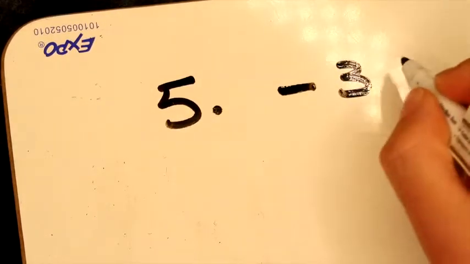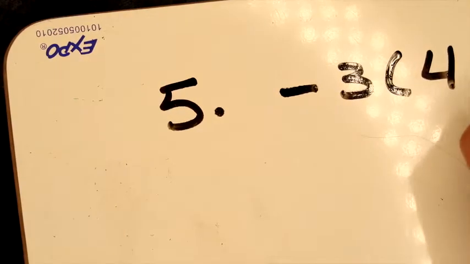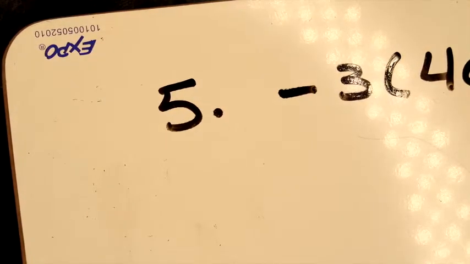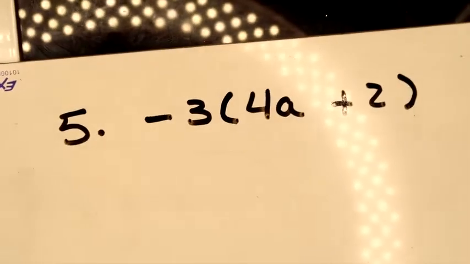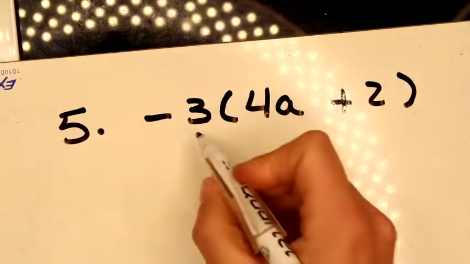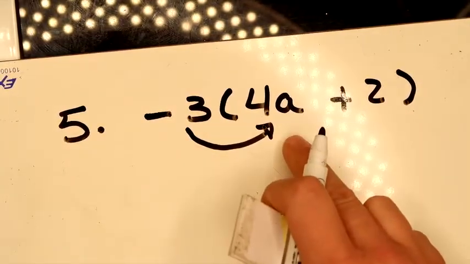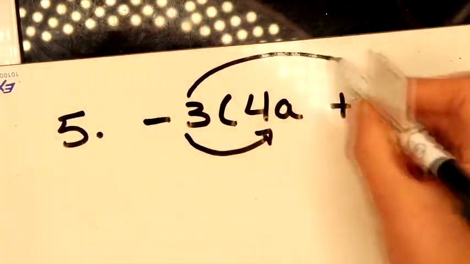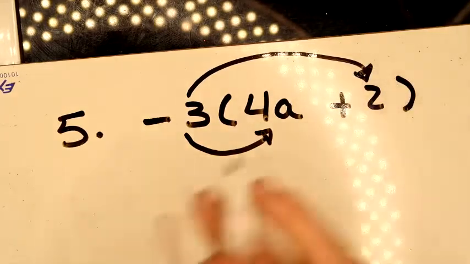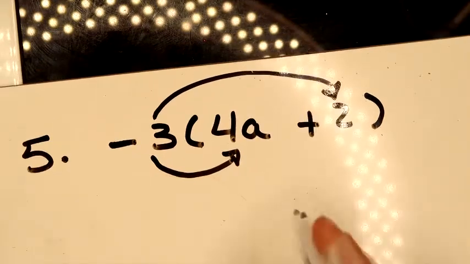Negative 3, parenthesis 4a plus 2, parenthesis. I made this one a little bit wider than the others. So again, we're just going to distribute. And it doesn't matter how you make your lines. I just made the arrows this way and showed it this way. You could do the opposite. However you want to draw your arrows is fine. This just made more sense right now for me.